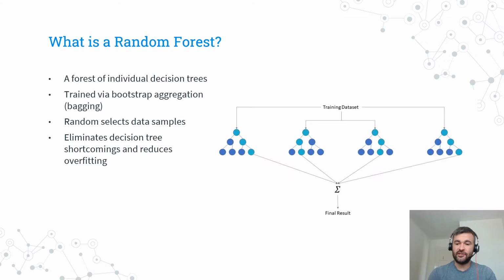And these decision trees, once they're all strung together, are trained by something called bootstrap aggregation, which is also known as bagging. Bagging, or bootstrap aggregation, is an ensemble approach that combines the predictions of all the individual decision trees contained within the random forest model. And what it does is fit them to various subsets of training data.